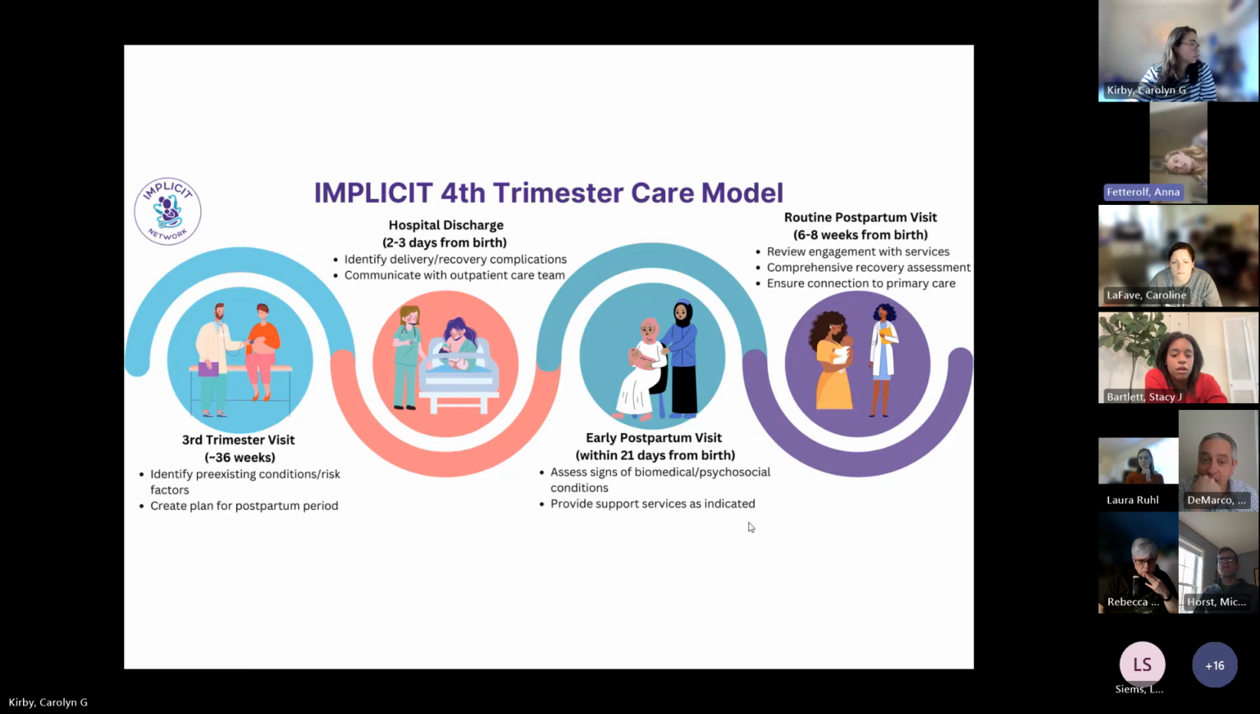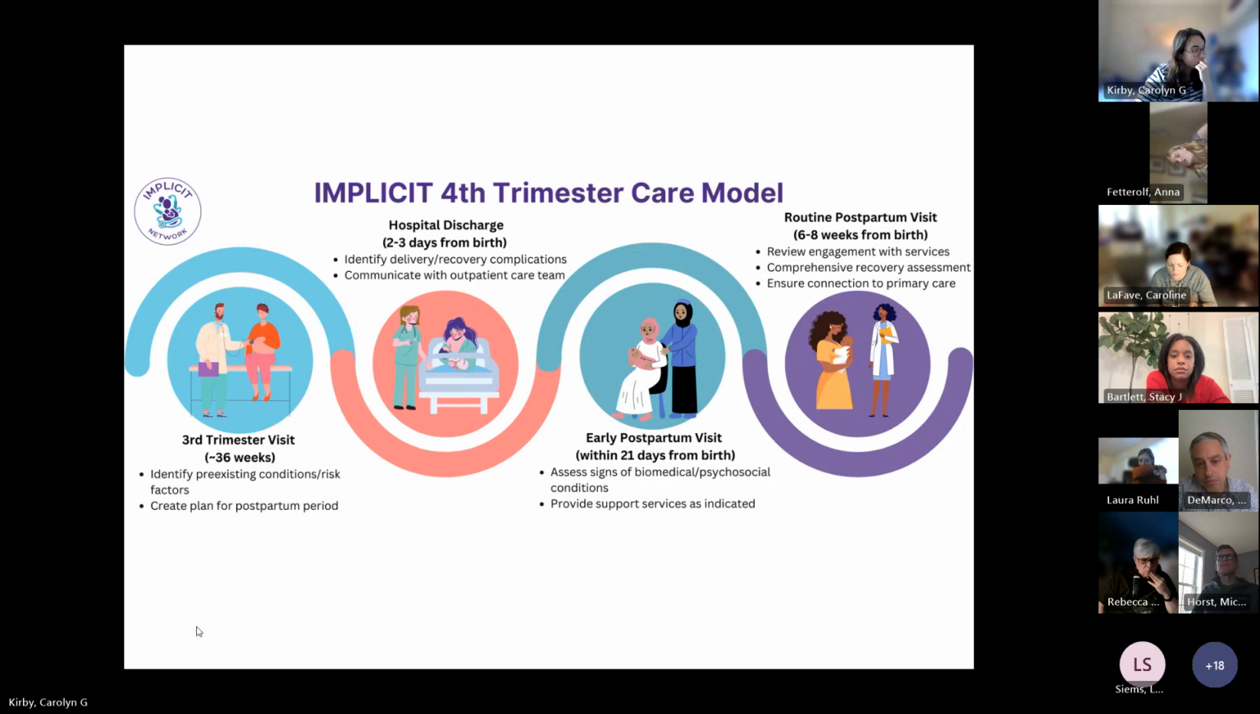Our hospital discharge screening occurs normally 2 to 3 days from birth. It's to help us identify any delivery or recovery complications that have occurred, identify any possible impacts to the baby, and also make sure our patient is set up with the appropriate care team members, whether that's lactation support or consultation with cardiology or anything like that. And then having those appointments set up and ready to go for the early postpartum and the comprehensive visits.